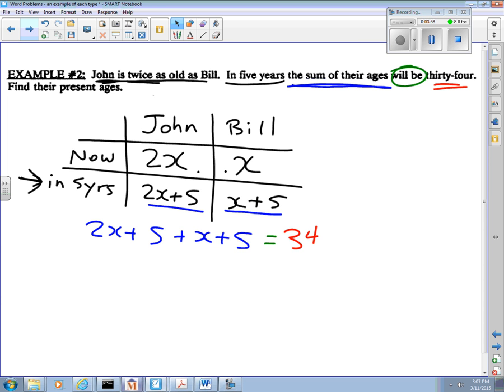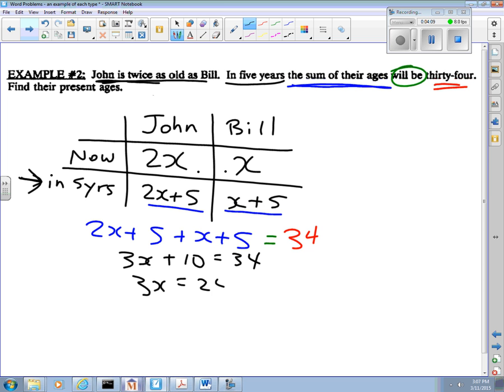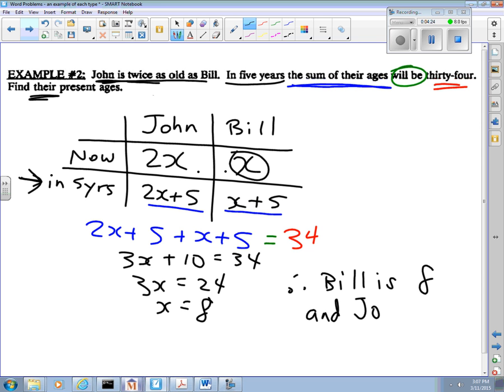So once again, it's a pretty simple little type 3 equation. Step 1, add together my like terms. Step 2, minus the constant from both sides. Step 3, divide both sides by 3. And again, find their present ages. What's the 8? Bill. So therefore, Bill is 8. And John is twice Bill, so 16.